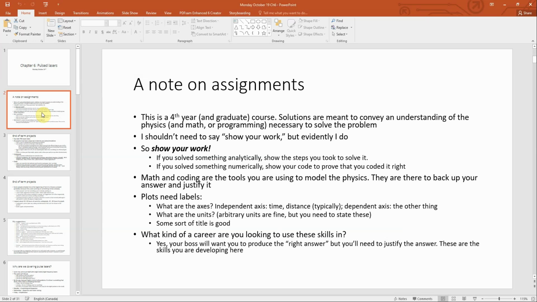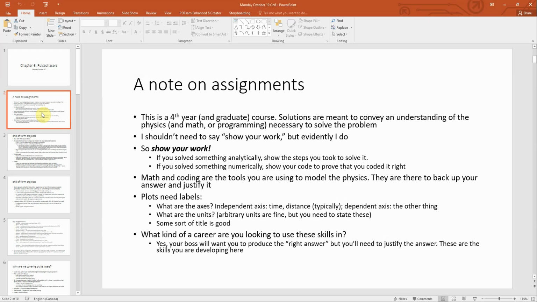I'm getting a lot of one-word answers for questions when I say, what is the phase of this or something like that, and you guys just write pi by 2. I shouldn't need to say this for a fourth year class, but evidently I do.